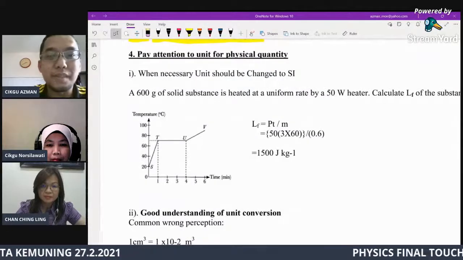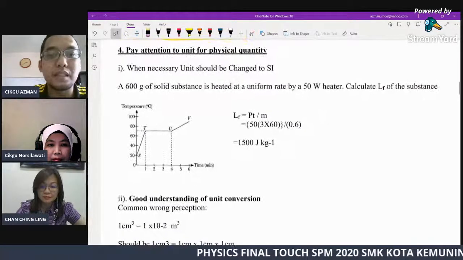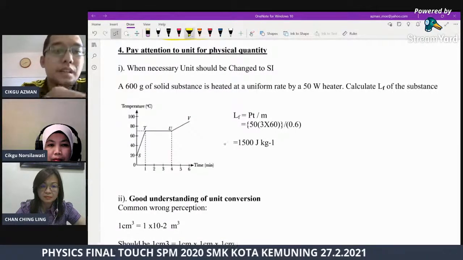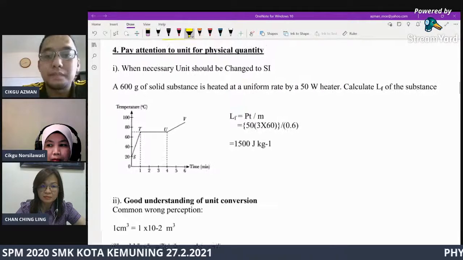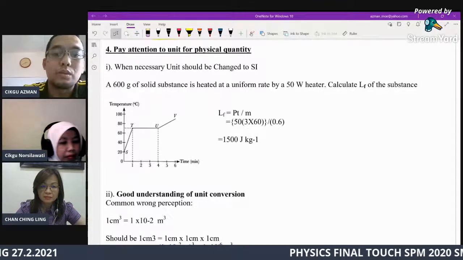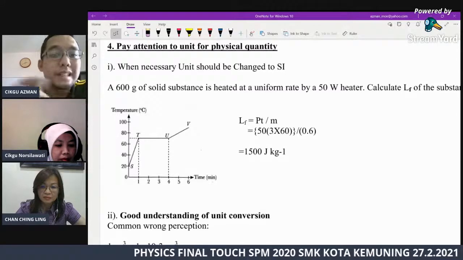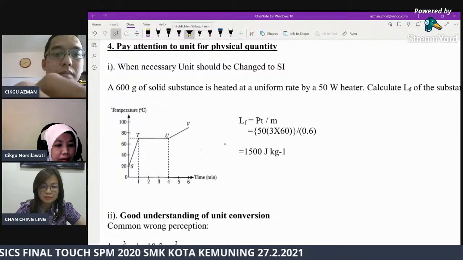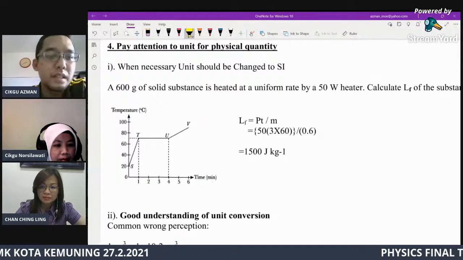Okay, now next point, pay attention to unit for physical quantity. So remember, in physics, unit is very important, in paper 1 and also in paper 2. So first, when you read the question, you need to list down all the variables and identify what is the unit.